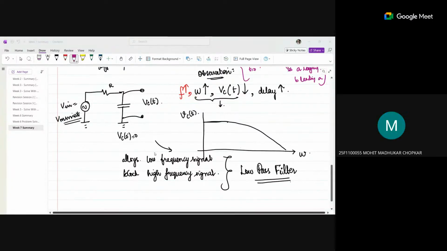What is a low pass filter? Ma'am, because the resistor is connected in series, it draws a little bit of power. That's why high frequencies stop and low frequencies go through it. Yes, it's basically allowing. See, this is omega, frequency. It starts from 0 to infinity. From the low values, it is allowing, whereas at high values, VC of t is reducing. So it's basically blocking the high frequency signal. So it is called a low pass filter, right?